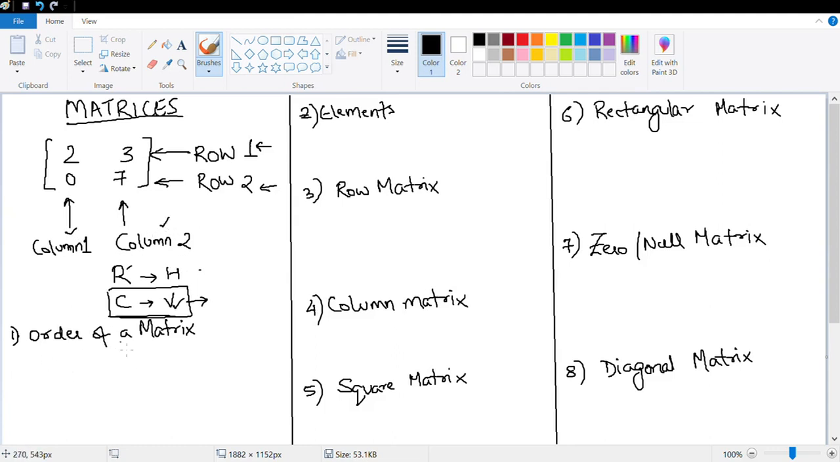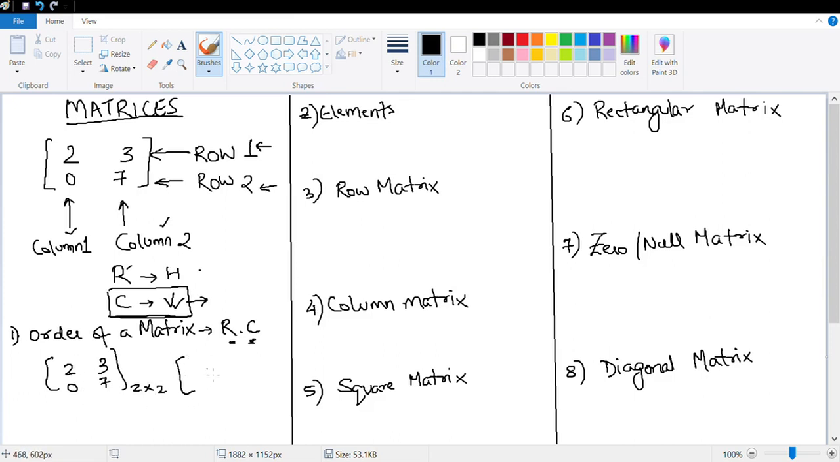Next comes the order of a matrix. Now, the order of a matrix is very important because it defines what we can do in terms of addition, subtraction, multiplication. So how does it work? Order is written in the form R by C, where the first term is the row and the second term is the column. So in this example that we had, 2, 3, 0, 7, how many rows do we have? 2. Multiplied with how many columns do we have? 2. So this is a 2 by 2 matrix.